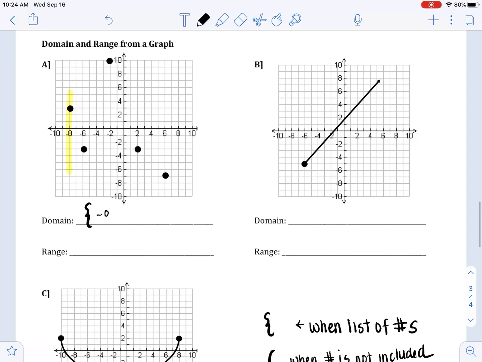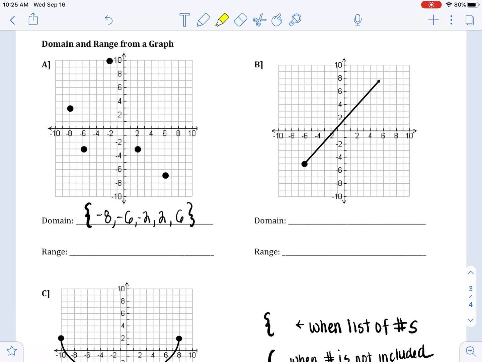So if you look, here's our first x value, which is -8, comma, and you have to go smallest to biggest. We're going to go from the left to the right. -6, then -2. Then we have 2 and 6. That is my domain.